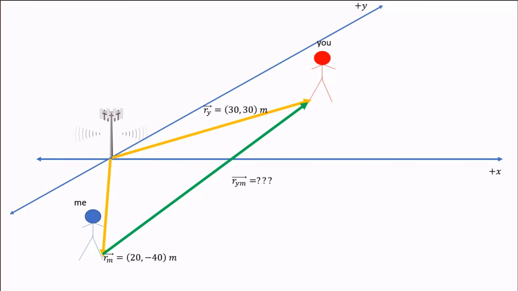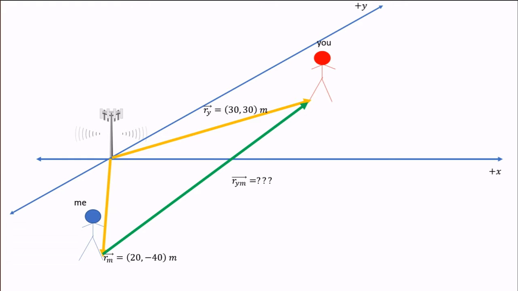This is what I've called a relative position. I want to know your position relative to where I am. To do this, we use vector subtraction. I take r sub y, which means your position, since y stands for you, and I subtract it by r sub m, which means my position, since m stands for me. This will equal r sub ym, which means your position relative to where I am. The rule to keep in mind is that the vector will point from the position that has a negative in front of it towards the position that is positive. In this case, that means it will point from me towards you, which is exactly what we want.